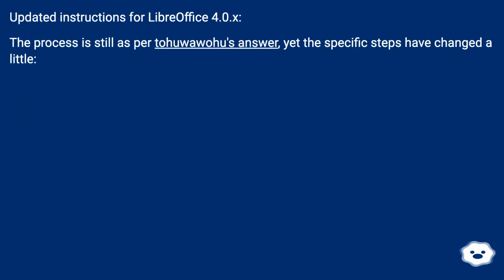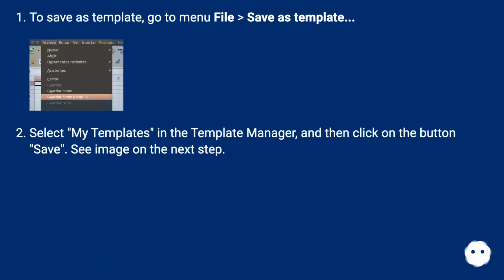Updated instructions for LibreOffice 4.0.x. The process is still as per Tu Woo's answer, yet the specific steps have changed a little. To save as template, go to Menu File > Save as Template. Select My Templates in the Template Manager, and then click on the button Save. See image on the next step.